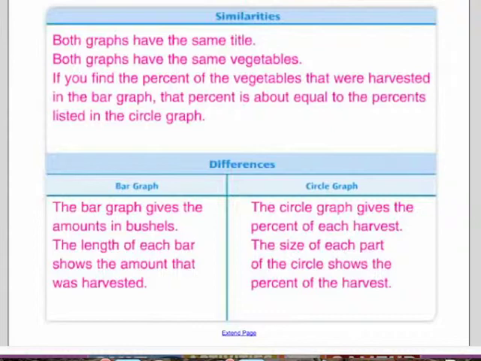Some differences: the bar graph gives amounts in bushels, while the circle graph gives the percent of each harvest. And then over here, the length of each bar shows the amount that was harvested, and here the size of each part shows it. I mean, they're cut into pieces. These are just some examples. If you have different ones, that's okay.